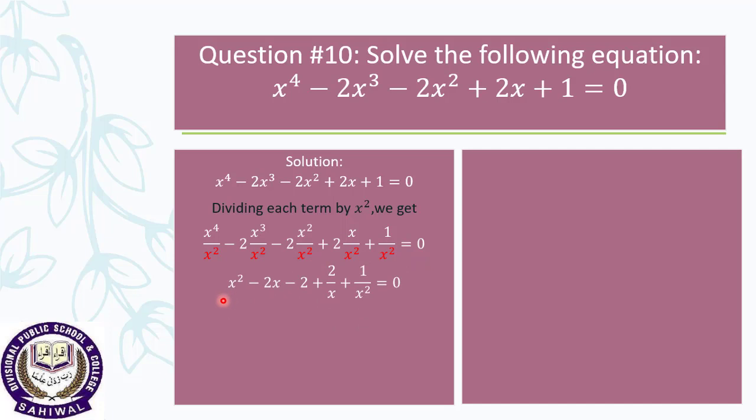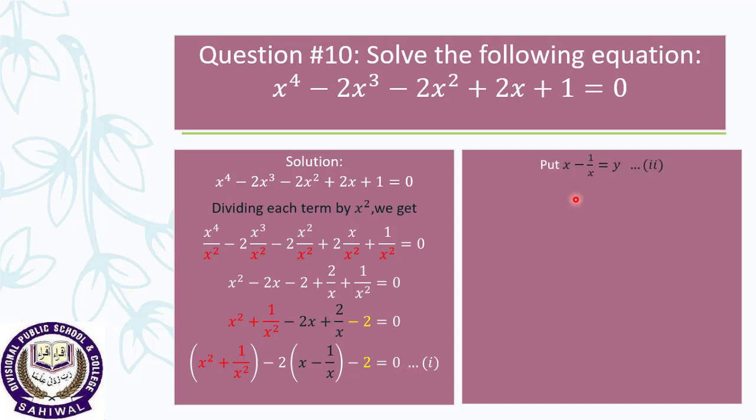After simplification, we get x raised to the power 2 minus 2x minus 2 plus 2 over x plus 1 over x raised to the power 2 equal to 0. We rearrange this equation as the terms with square: x raised to the power 2 plus 1 over x raised to the power 2 minus 2x plus 2 over x minus constant term equal to 0, which can also be written as x square plus 1 over x square minus 2 times x minus 1 over x minus 2 equal to 0.